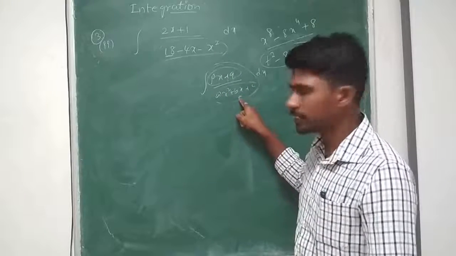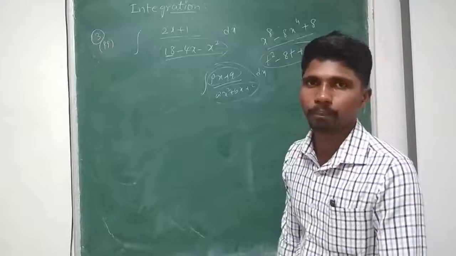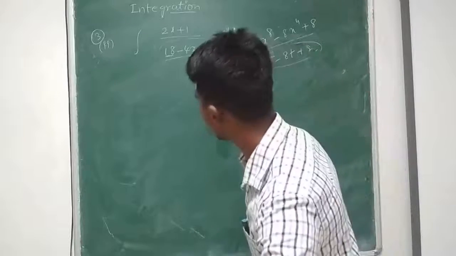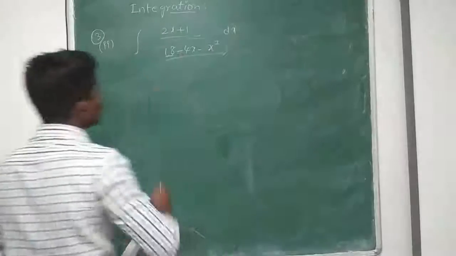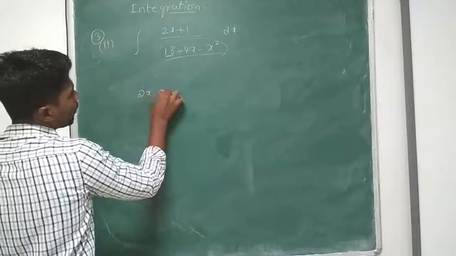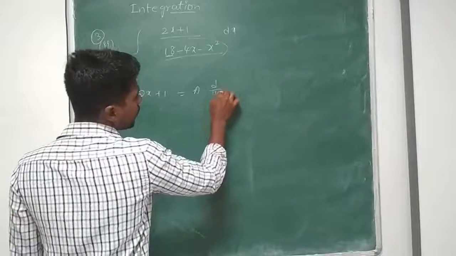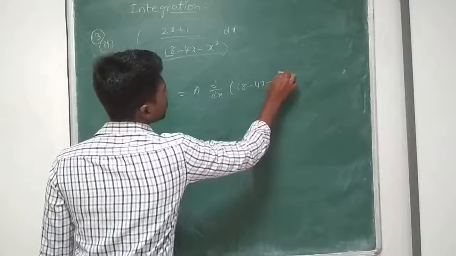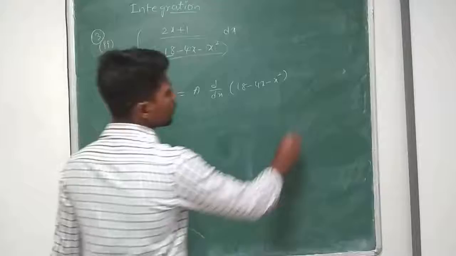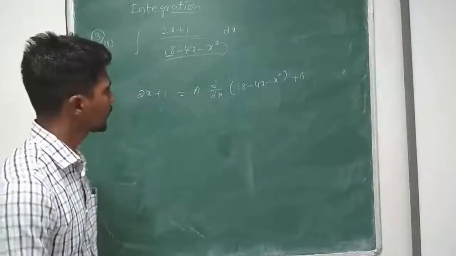Suppose I say this is f of x, a into f dash of x plus b. I need to find those a and b values. For that purpose, I am equating this 2x plus 1 as a into d by dx of 18 minus 4x minus x square, plus b as a constant.